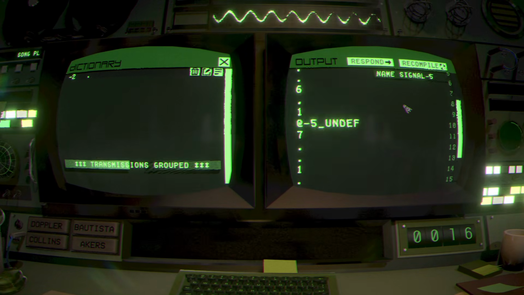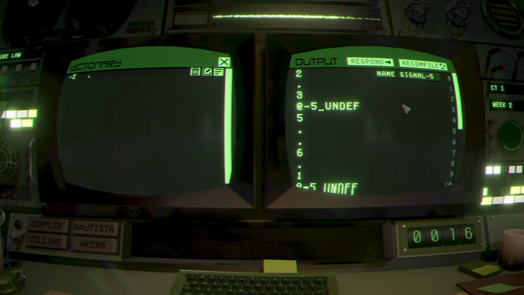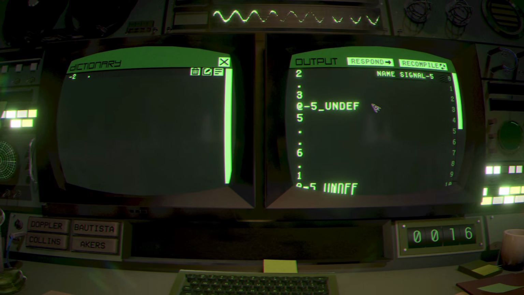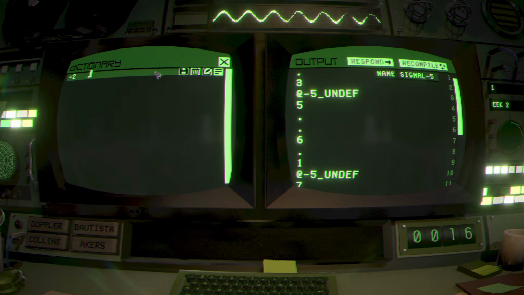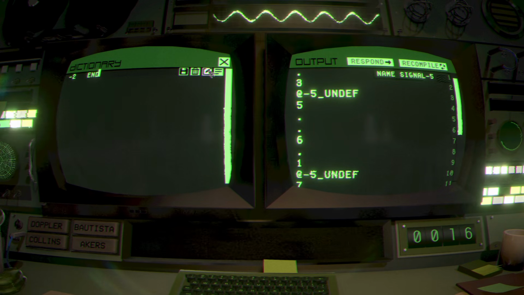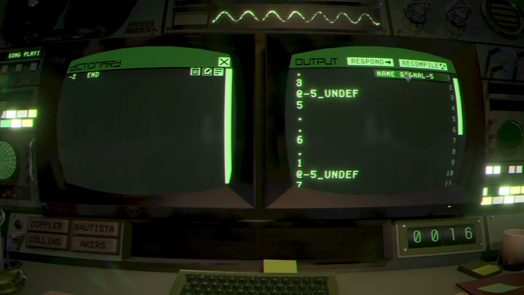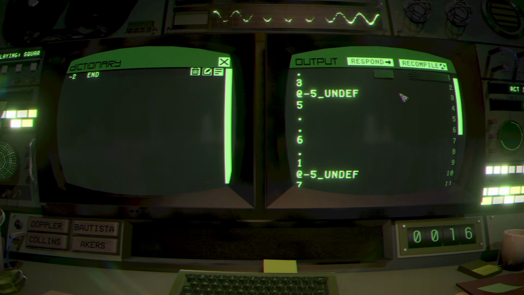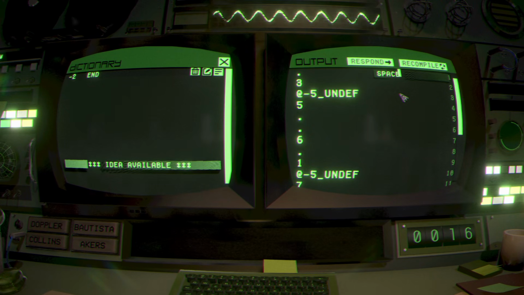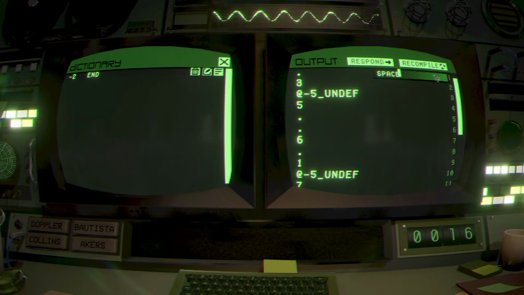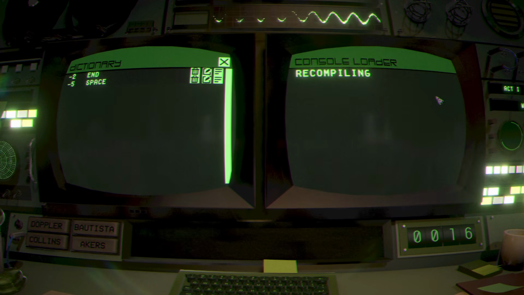Okay. So we got -5 undefined. Wait, that's a new one. We haven't gotten a -5 before. Let me change this then. Let me call this end. Okay, and I'm going to name this one. It seems like some kind of space, maybe? Call it space. Let's recompile.